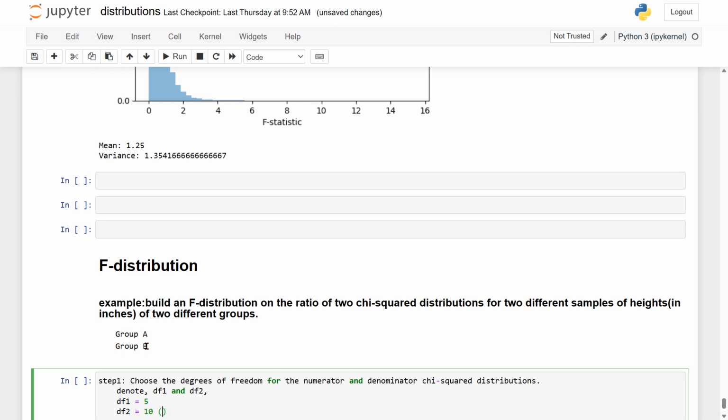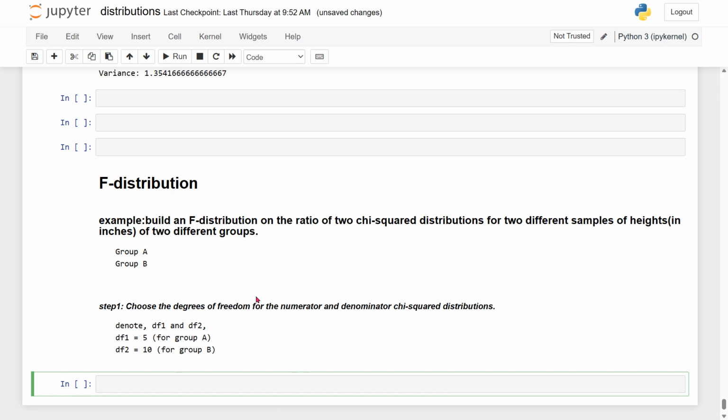So this is for group B and this is for group A. This is what the degrees of freedom are. Obviously df2 is highest, which is also greater than 2. The degrees of freedom is high. So now let's move to the other step. Step 1, the degrees of freedom for numerator df1 and for denominator are both done. Now let's go to step 2.